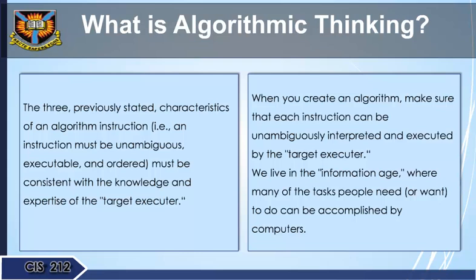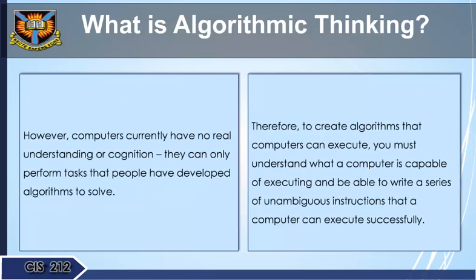We live in the information age, where many of the tasks people need or want to do can be accomplished by computers. However, computers currently have no real understanding or cognition. They can only perform tasks that people have developed algorithms to solve. Therefore, to create algorithms that computers can execute, you must understand what a computer is capable of executing and be able to write a series of unambiguous instructions that a computer can execute successfully.